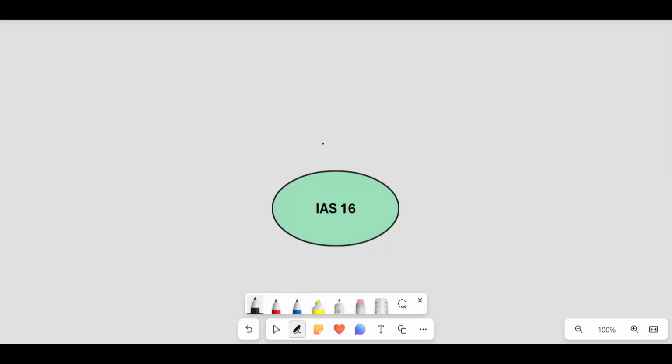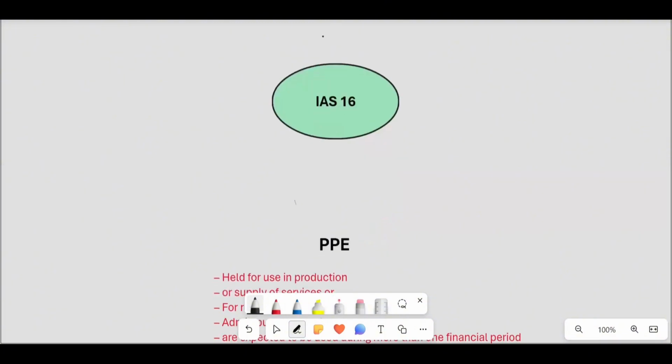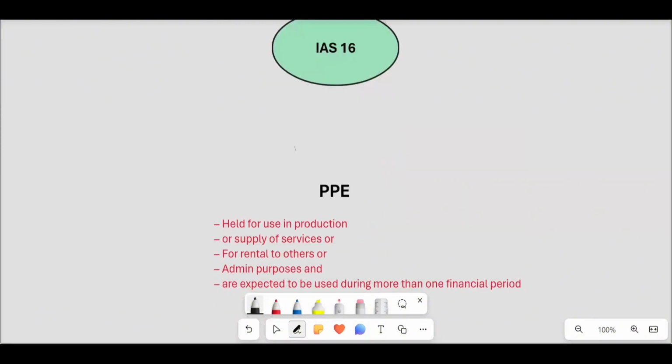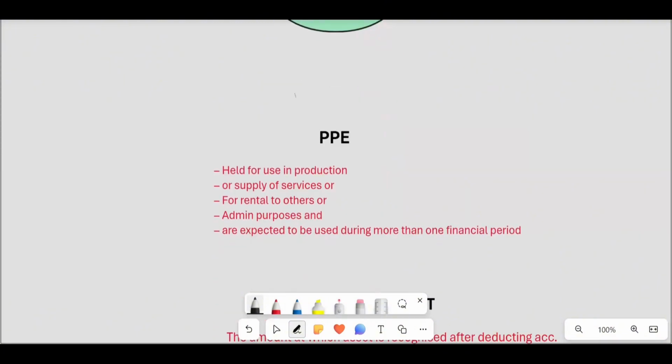Today we're going to be dealing with IS 16, also known as property, plant, and equipment. Okay, let's dive into the topic. First we need to know what PPE is, right?